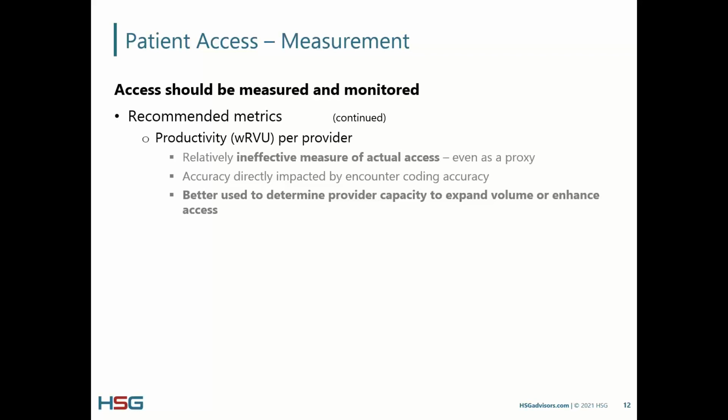We will talk about one caveat with that. If you're a 90th percentile producing provider, it's going to be very difficult for you to expand volume or enhance access because you really are at your limits for most humans. So it can play a factor, but it's usually not a primary factor in determining access, but a secondary factor that looks at the ability to expand volume or enhance access.